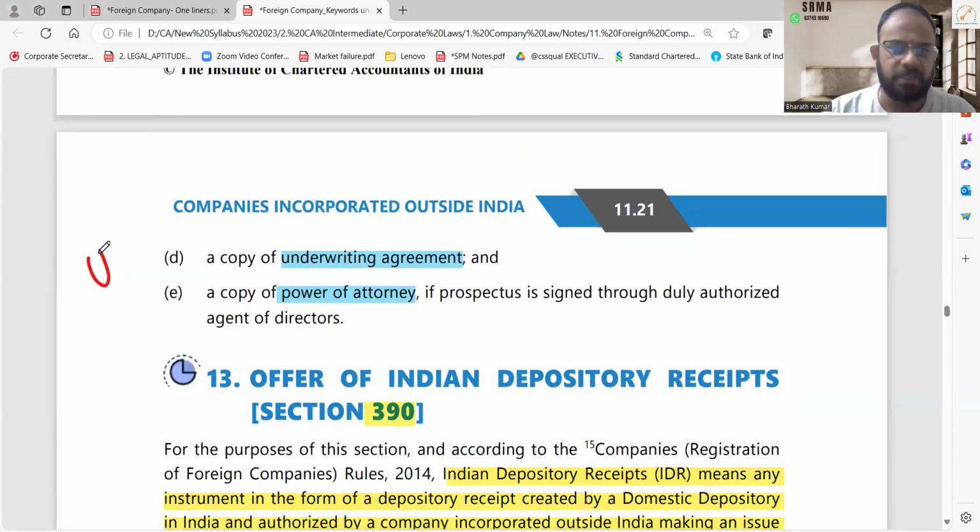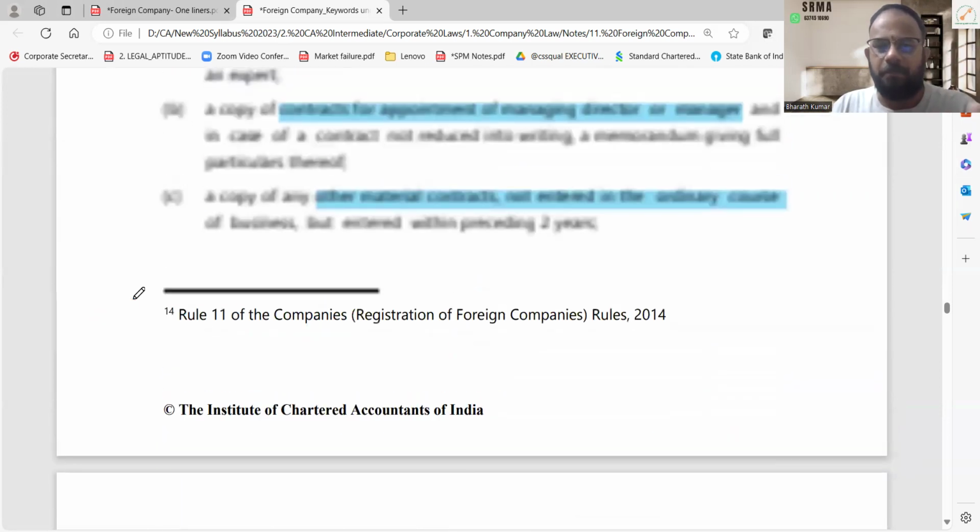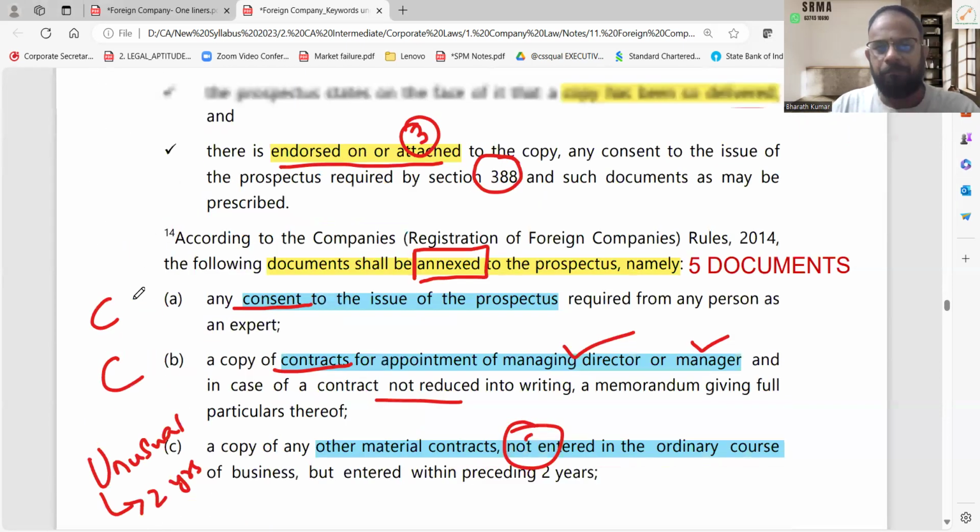Underwriting agreement, if there is anything. POA, power of attorney, means I am giving power to some other person to act. Agency, a principal-agent relationship: a principal will give the power to the other person, the agent, so that he can act on behalf of the principal. Then the underwriting agreement. These 5 points you should remember.